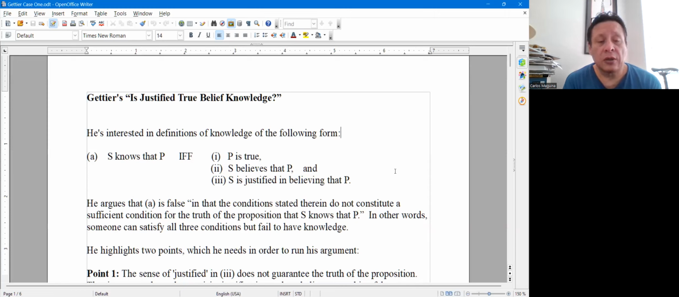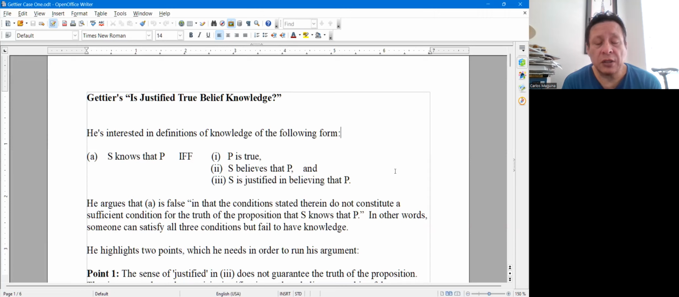All right, so as he formulates it, S knows that P, right? So a subject knows some proposition, if and only if, and now here come the necessary and sufficient conditions: P is true, S believes that P, and S is justified in believing that P.